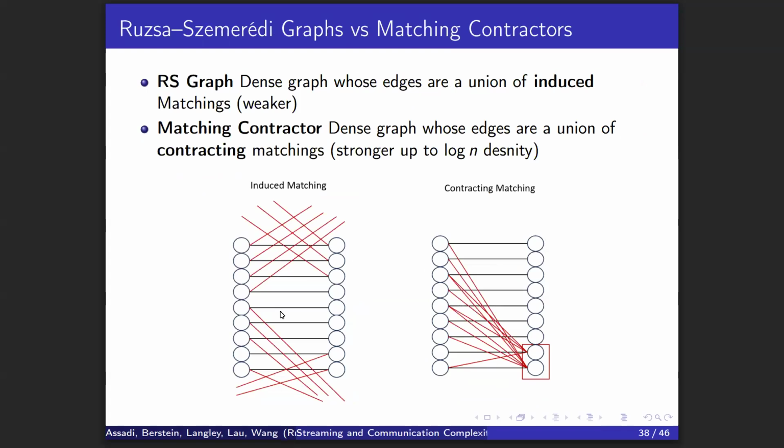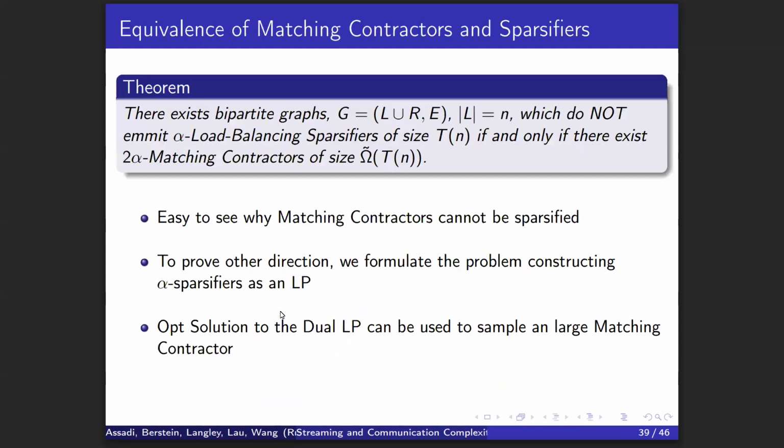Okay, so with all these things aside, we can go into some of the details of our proofs and constructions. To prove the equivalence between matching contractors and load balancing sparsifiers, we essentially use a linear programming duality argument. One direction is actually easy, because it is easy to see why a matching contractor cannot be sparsified.